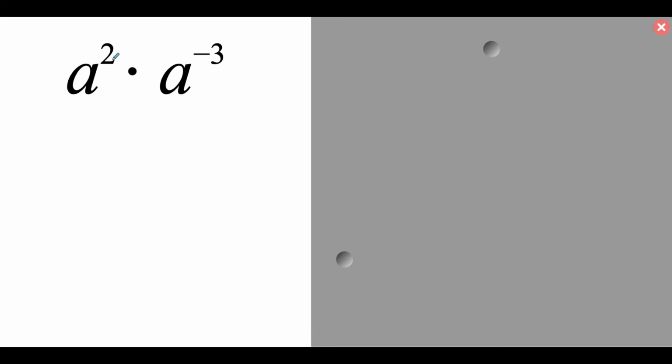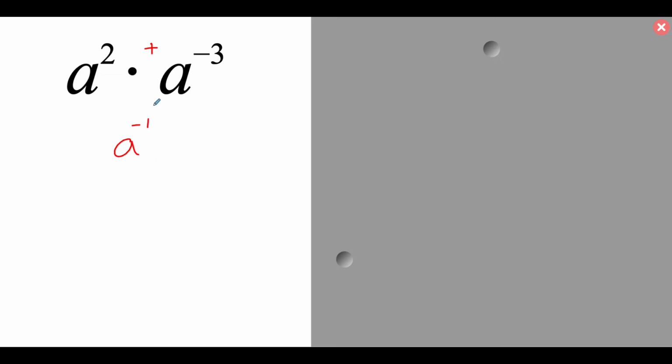So here we've got a squared times a to the negative third. Based on what we just saw with our product rule, as long as this base is the same, which it is because we're dealing with a's on both of these, we keep the base exactly the same, but we add those exponents together. So 2 plus negative 3 is negative 1. Now, we don't typically like to leave our answer with negative exponents in it. So here's what we're going to do.